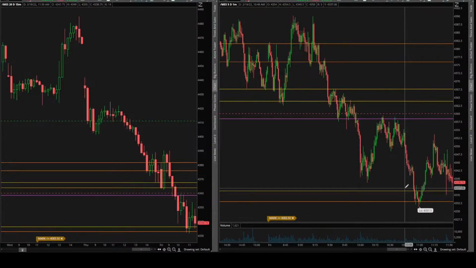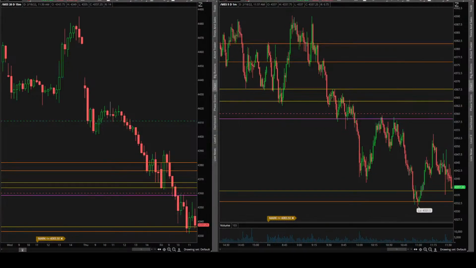NASDAQ still pushing lower. Looks like ES is trying to push lower as well. Seeing if we hit some stops there. All right, almost out. Okay, I'm out. Stopped out of the remainder of that position.